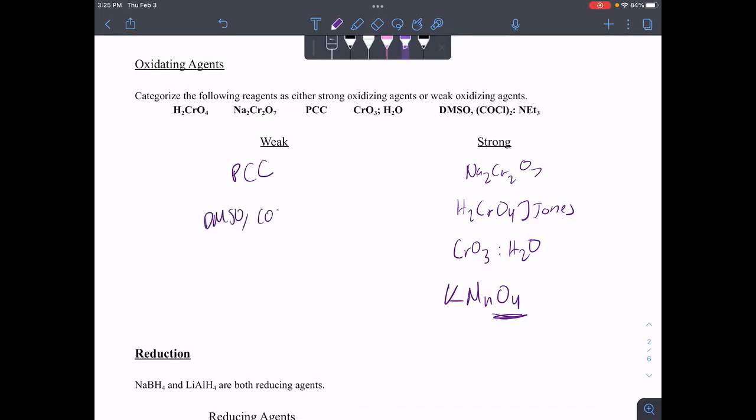Are we going to see O3 at all? Oh, I don't think so. If he didn't put it in his notes, then no. So if you have crow or KMnO4, it's strong. If you have something that's not crow, then it's weak.